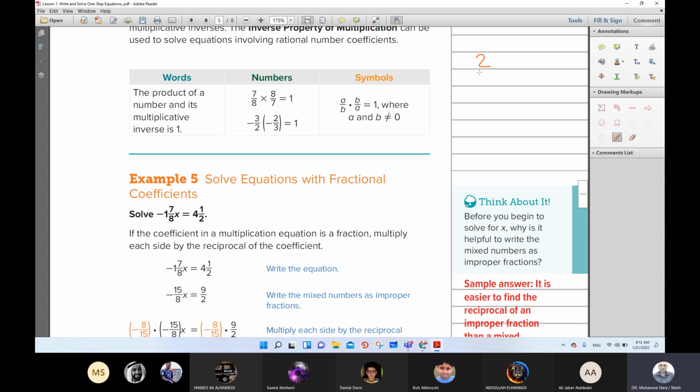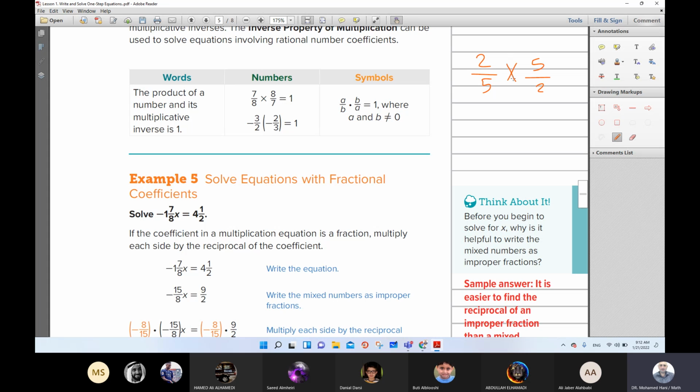And if we have this fraction 2/5, what is the reciprocal of this fraction? The reciprocal means switch: put the denominator as the numerator and the numerator as the denominator, so it will be 5/2. So the reciprocal of 2/5 will be 5/2.